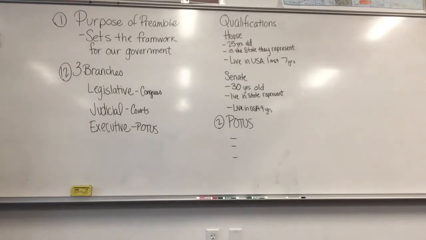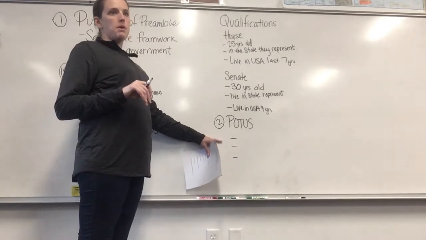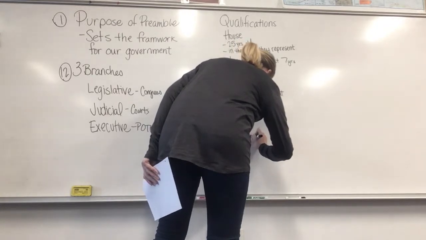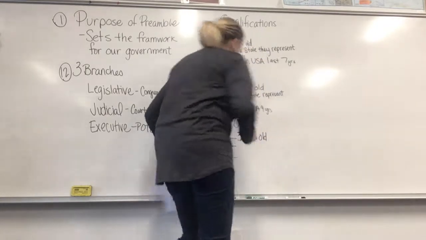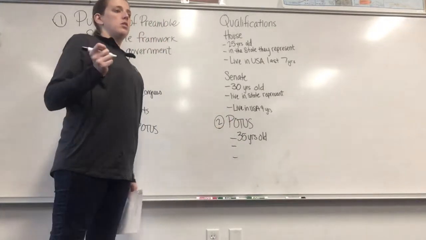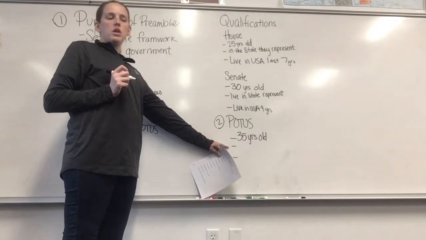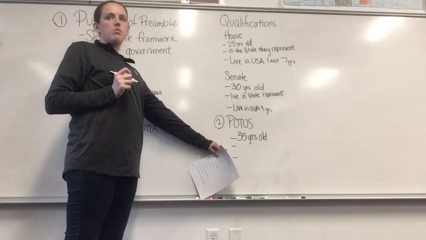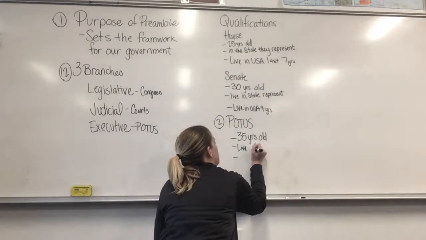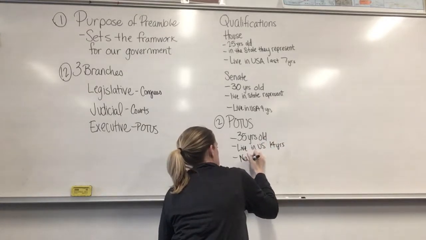Now, to be president of the United States, this is number 2 on your study guide. How old do you have to be? What's the minimum requirement? 35 years old. Good job. Those are the qualifications to be president, POTUS, President of the United States. What else do they have to do? Live in the U.S. for 14 years. Be born in the United States. You have to be a natural born citizen.